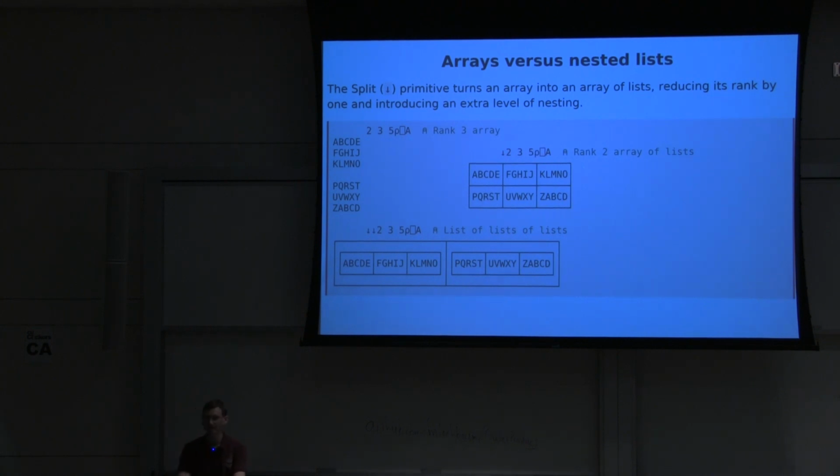There is another way to store multidimensional data, and that's the way that many programming languages use, which is to nest lists in this way. Don't really worry about the details of split, but here at the top left, I've shown a rank 3 array. This is called a flat array because it's not nested. All its elements are single characters or single numbers. But the same data could also be stored in a rank 2 array, which contains lists, or even a list of lists of lists.